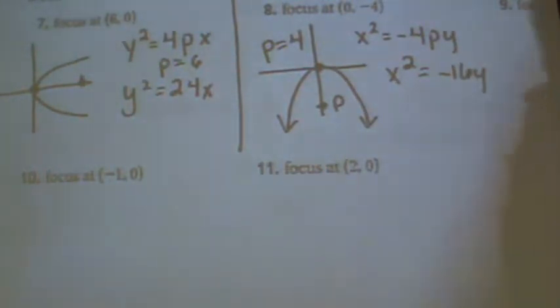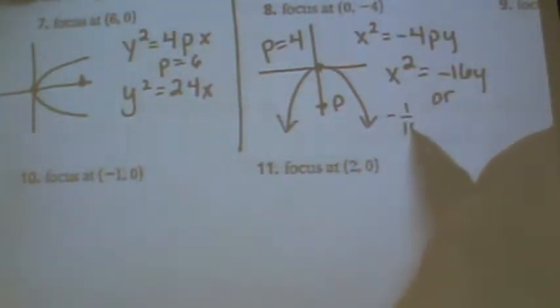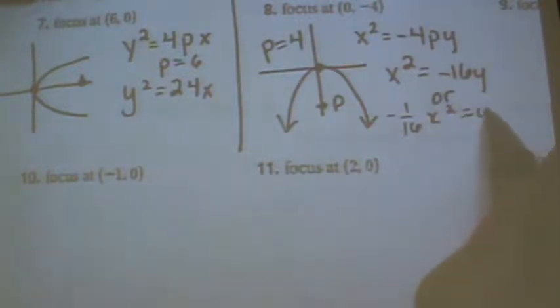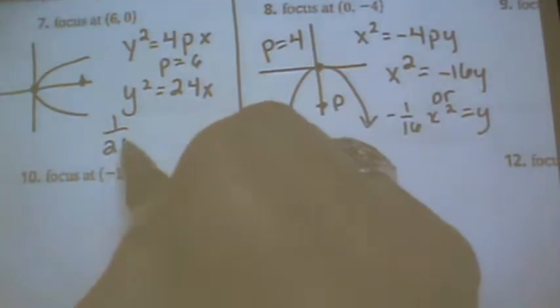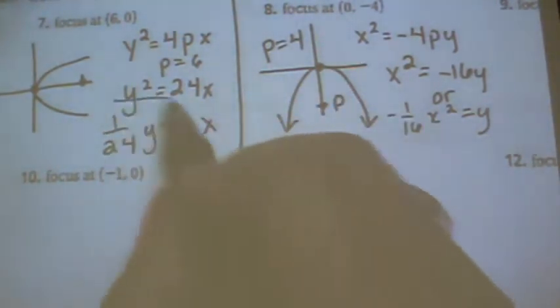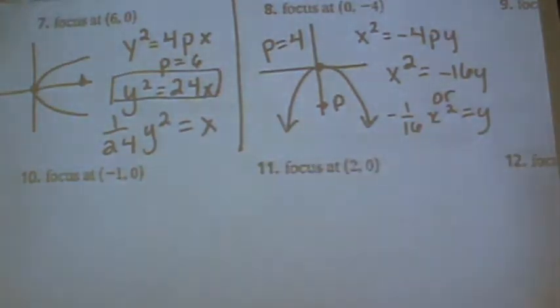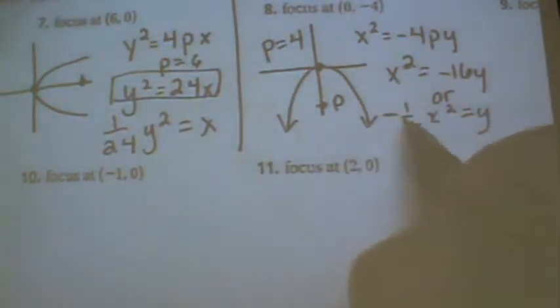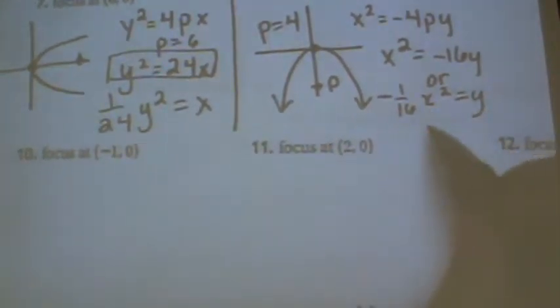Yes. Now, just to let you also know that they could rewrite these as negative 1/16 x squared equals y. In other words, they could solve it for y. And this one would be 1/24 y squared equals x. But for me, I'm okay with leaving it like this. But if, let's say, you were taking a multiple choice test, they may have this answer written instead.